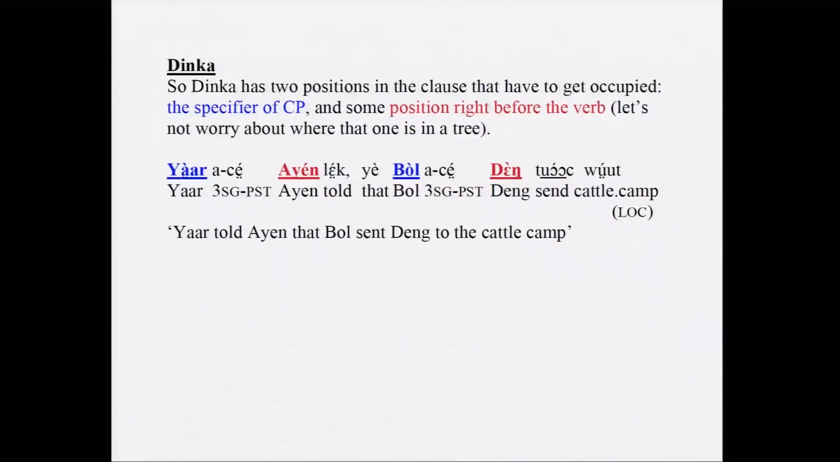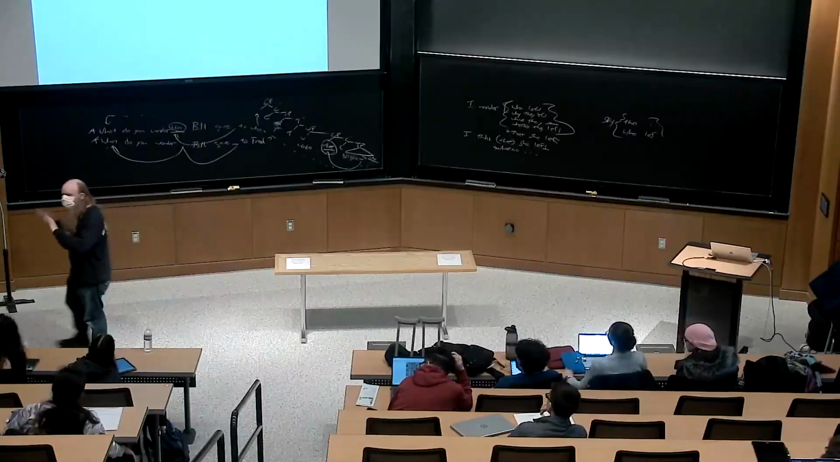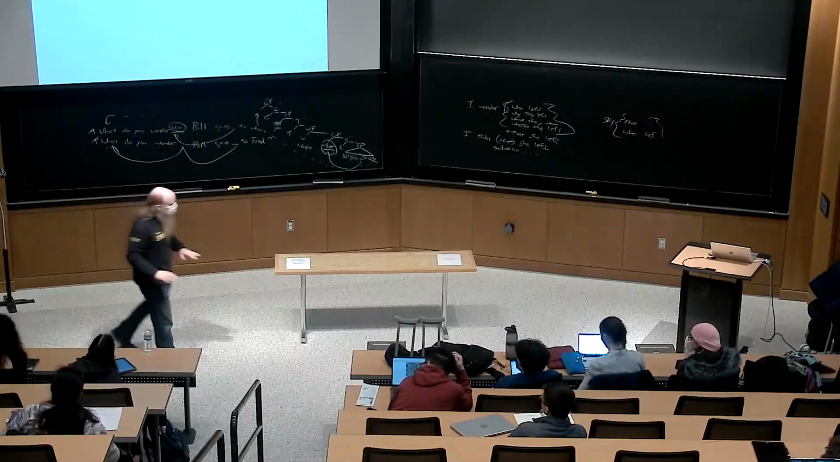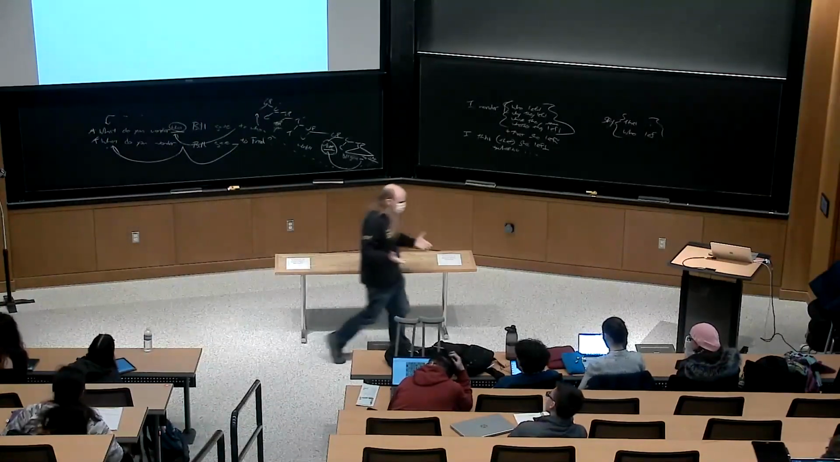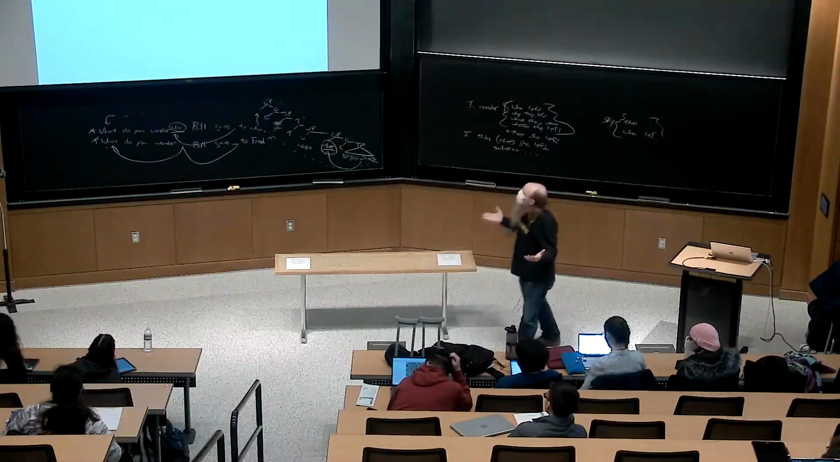So Dinka has two positions in the clause that absolutely have to be filled. There's the specifier of CP, right? So it's a V2 language. The blue position, the position at the beginning of every clause, has to get filled by some phrase. And Dinka is V2, so it can be filled by a variety of different phrases. And then there is another position that's right before the verb that also absolutely has to get filled.